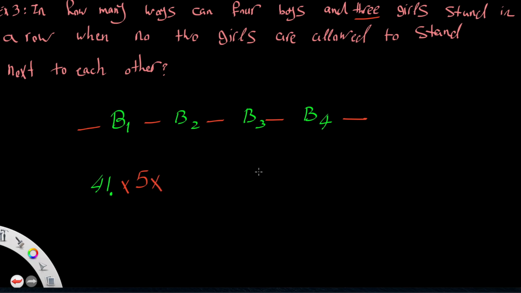Now let's go for the second girl. One of them is occupied. For example, G1 stands here. Then the second girl has 1, 2, 3, and 4 options available to stand. So one of them is occupied. Let, for example, G2 stand here. Now the third girl has 1, 2, 3 options to stand. So it will be 3. So it will be 4 factorial times 5 times 4 times 3. The answer will be 1440.